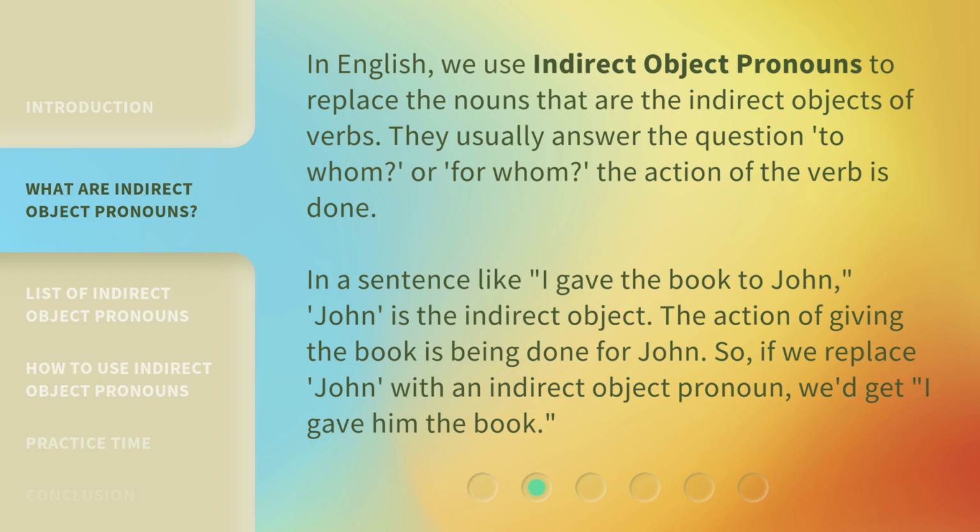In a sentence like, I gave the book to John, John is the indirect object. The action of giving the book is being done for John. So, if we replace John with an indirect object pronoun, we'd get, I gave him the book.